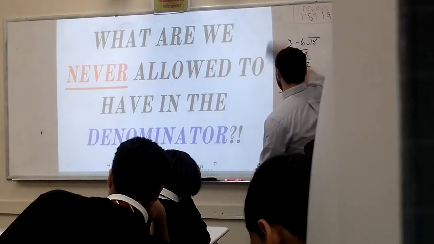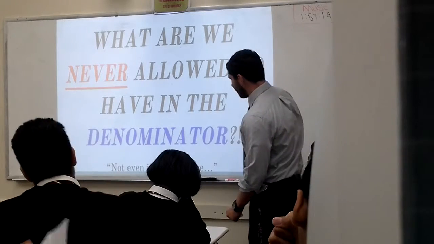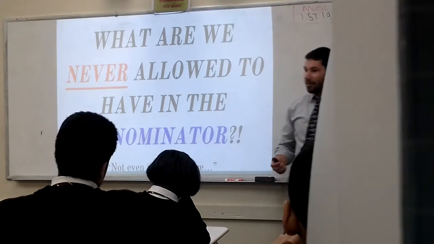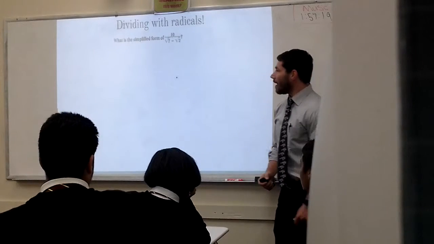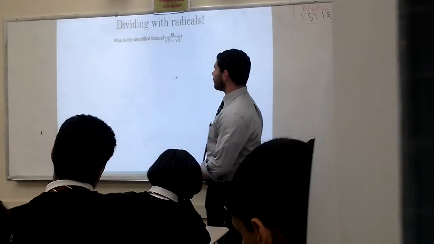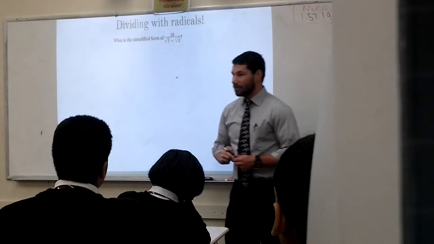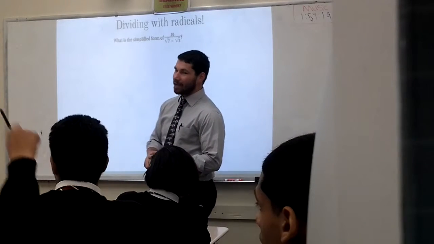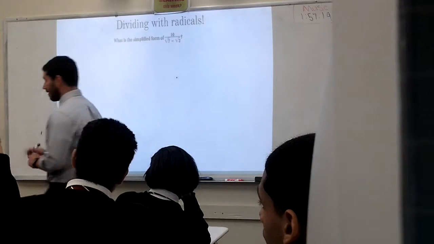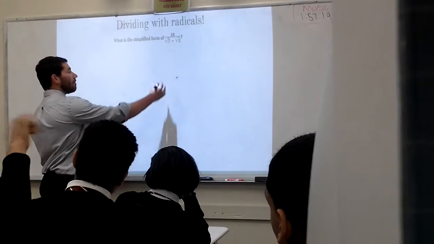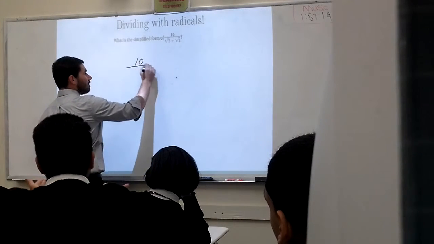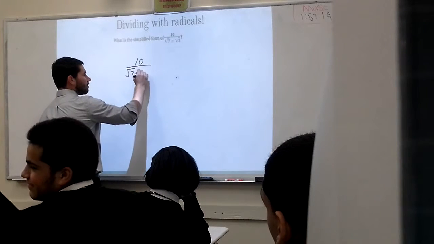A radical. We are never ever allowed to have a radical in the denominator, correct? So now I have this problem: 10 over the square root of 7 minus the square root of 2. Use what I just talked about over there. You do that thing where you can't have the radical, so you multiply the top and bottom by the denominator.